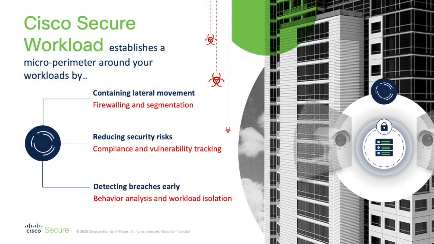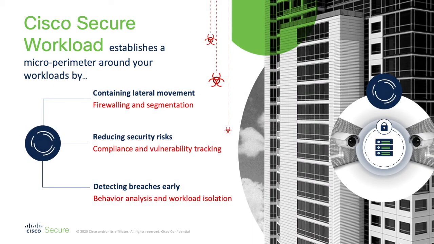Now on to the main features of Cisco Secure Workload. Really, we're trying to establish a micro-perimeter around the workloads. We do this by containing lateral movement by firewalling and segmentation, reducing security risks, helping identify the vulnerabilities that are on the workload, detecting breaches early, behavioral analysis to see if the workload has been compromised, and the ability to isolate a workload based on vulnerabilities or indicators of compromise. Each of the use cases for Cisco Secure Workload fall into these three areas.